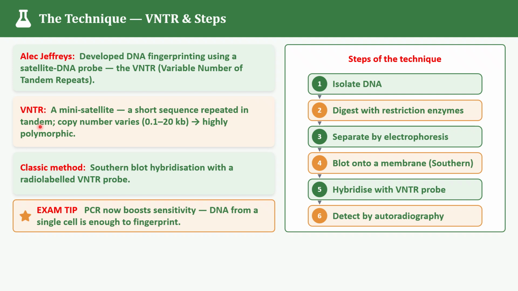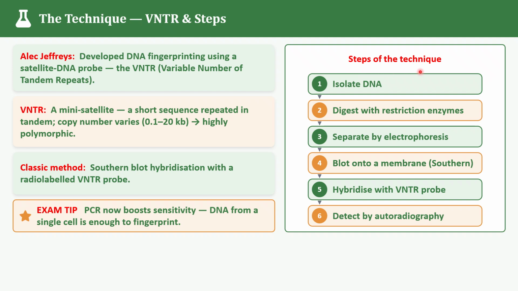And this VNTR shows a high degree of polymorphism. Next is the classic method. So the classic DNA fingerprinting technique uses the southern blot hybridization and it uses the radio labeled VNTR probe. So if I tell like that, you cannot understand. I'll teach you the steps, also easy for you to understand. We'll see it. Each step I will explain. So steps of the technique.